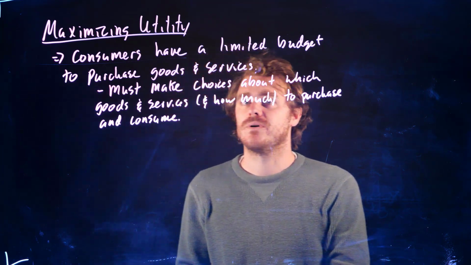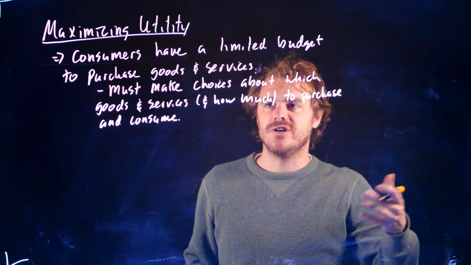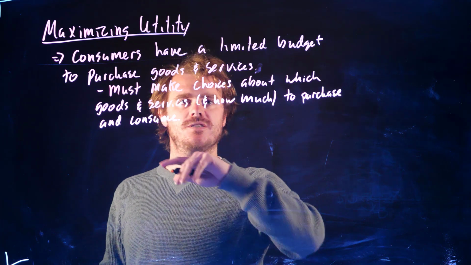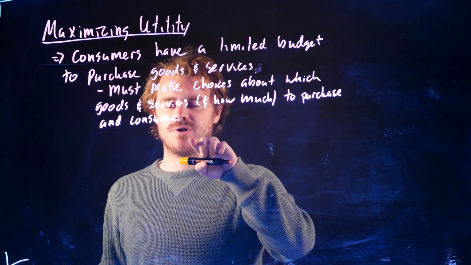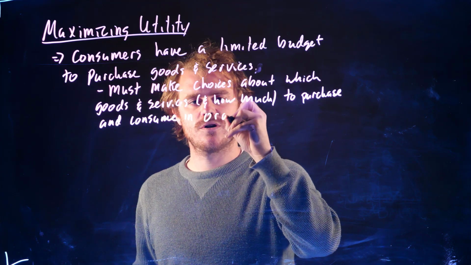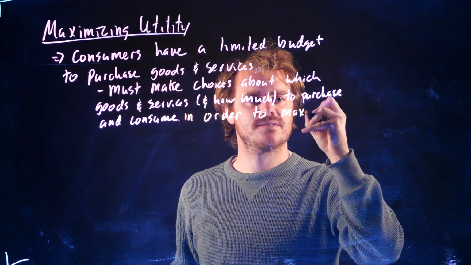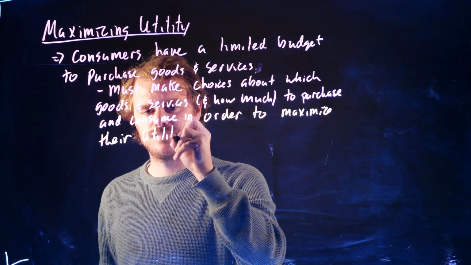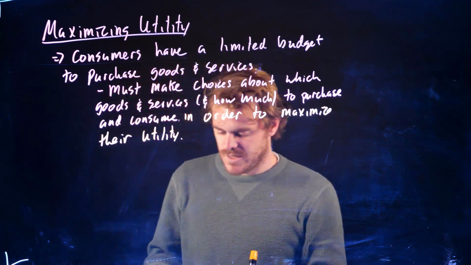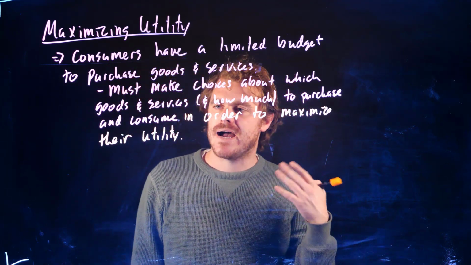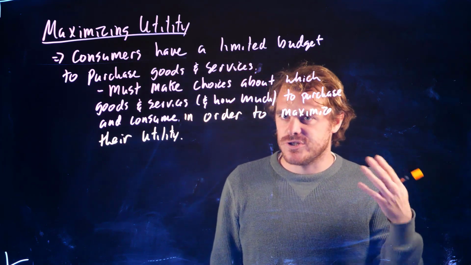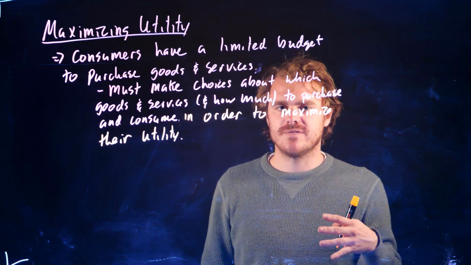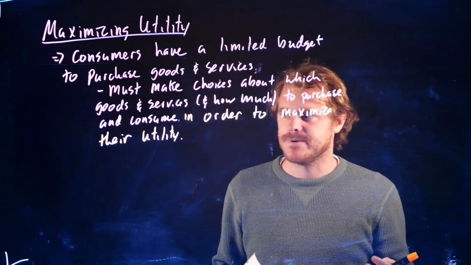And they have to figure out what combinations of goods and services they want to purchase to maximize their utility. So they must make choices about which goods and services and how much to purchase and consume in order to maximize their utility. Right now we're going to think about how consumers are choosing what goods and services to buy: they're going to look at which of these goods and services give them the biggest bang for their buck.